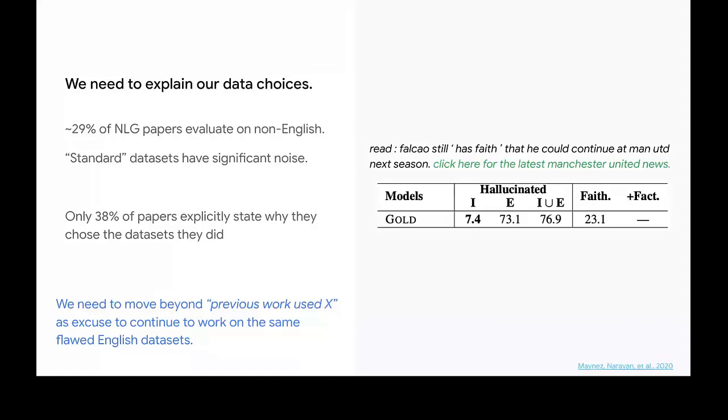Similarly to not explaining details of human annotations, we also often don't explain why we're using the datasets we're using. We found in our survey that about only exclude machine translation from the equation. Moreover, as I already discussed, standard datasets have significant noise. Yet, only 38% of papers explicitly state why they chose the datasets they did. They simply say, we evaluate on X. And that is no longer really acceptable.